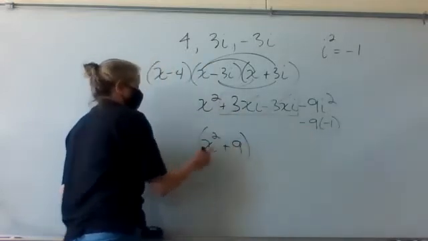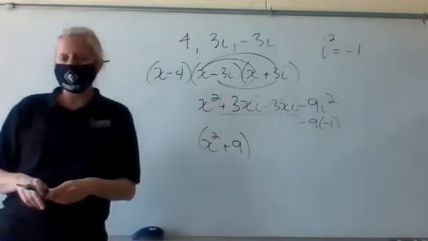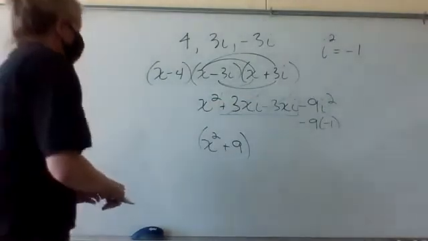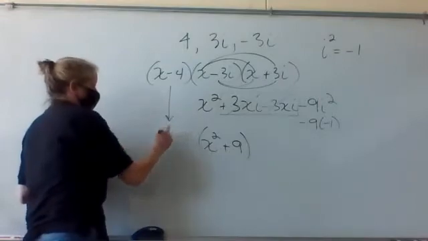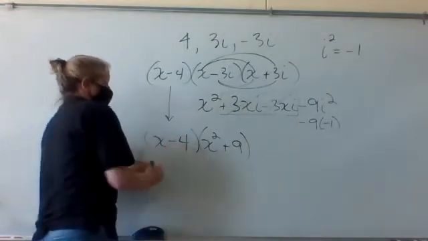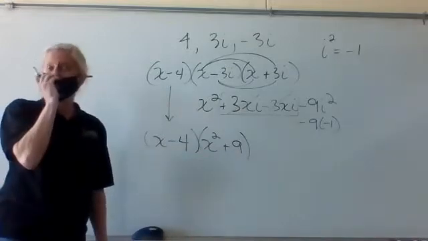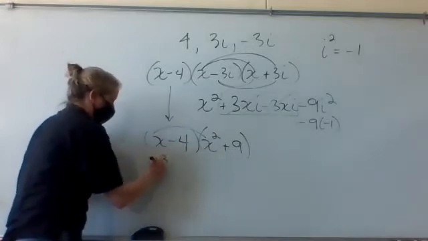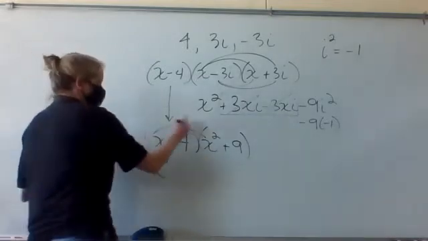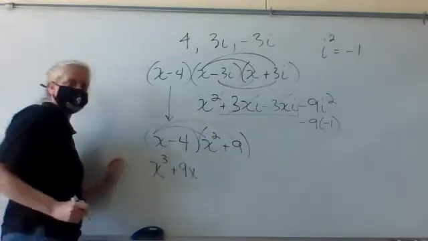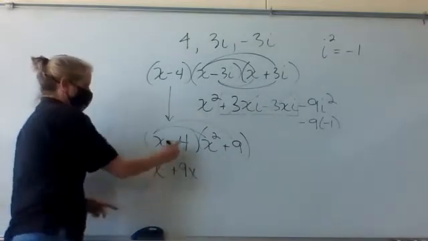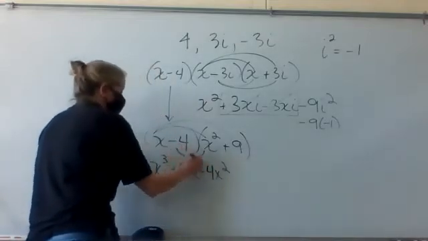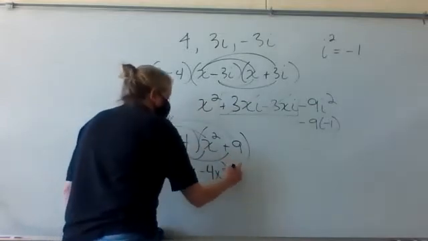So that's why you want to multiply the i factors together first, because it cleans itself up. I still haven't done the x minus 4, so I just bring that down. And now I multiply those two together. So let's see, x times x squared gives me x to the 3rd. X times 9 is 9x. My inner, -4 times x squared gives me -4x squared. And my last, -4 times +9 is -36.